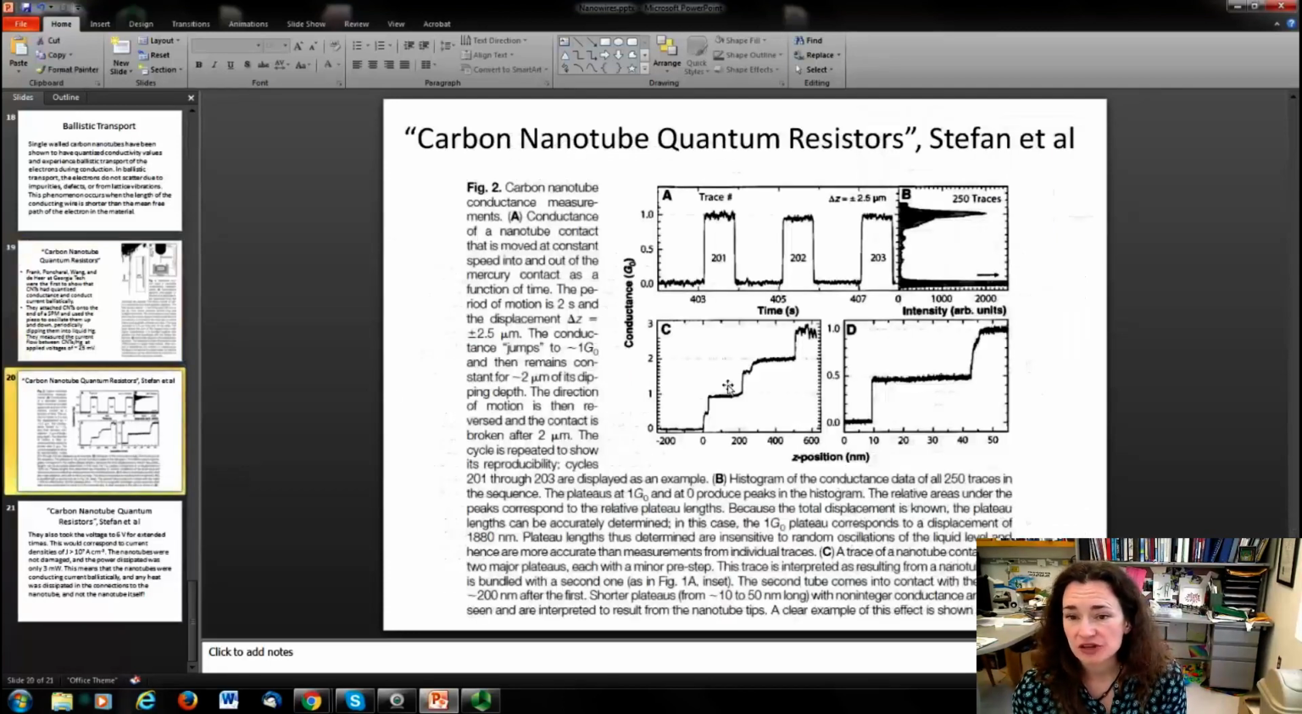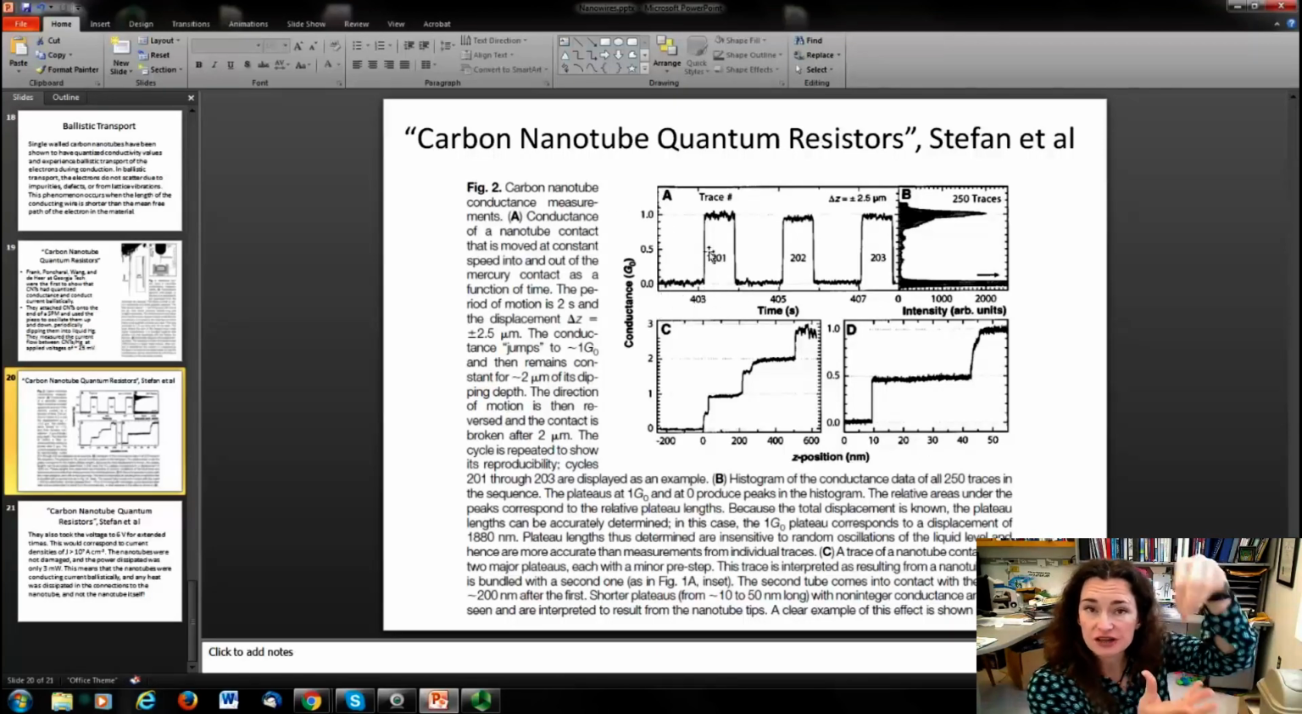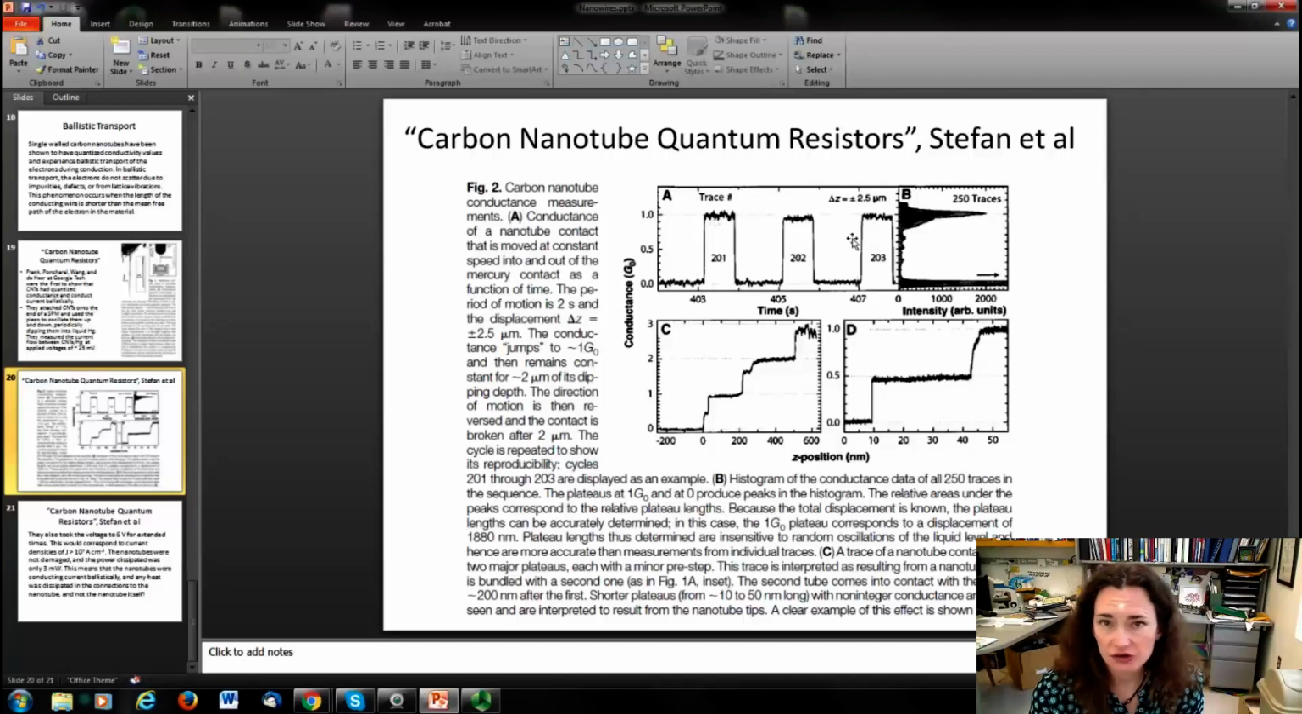Okay, so here's some of their data. In this first plot, plot A, what they are doing is showing you they dipped this multiple times. It had a period of motion of about 2 seconds, and this is one of the traces that they found. On the y-axis here is plotted the conductance, G naught, and you can see that every time it was dipped into the little pool of mercury, the conductance that they measured jumped up, and they saw a value of 1 G naught every time they dipped it. So that very clearly demonstrates that for 1 nanotube, you get a value of 1 G naught.